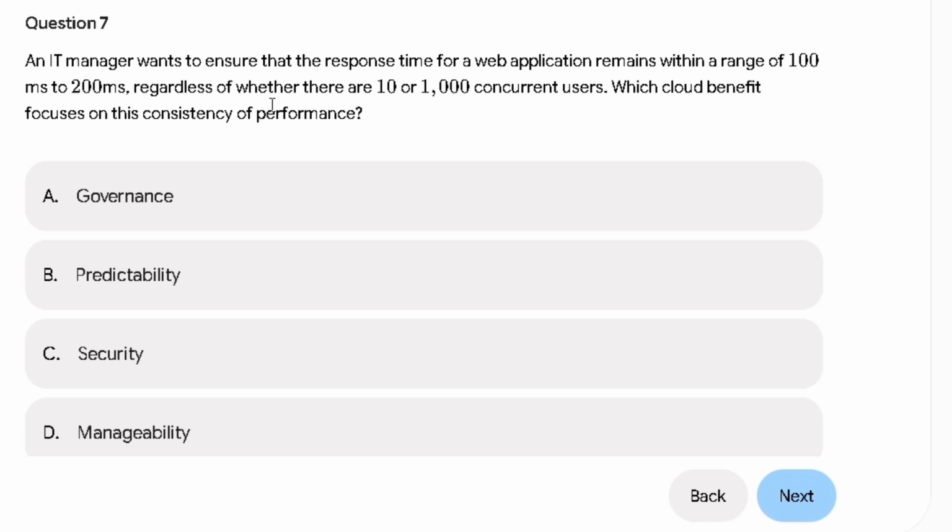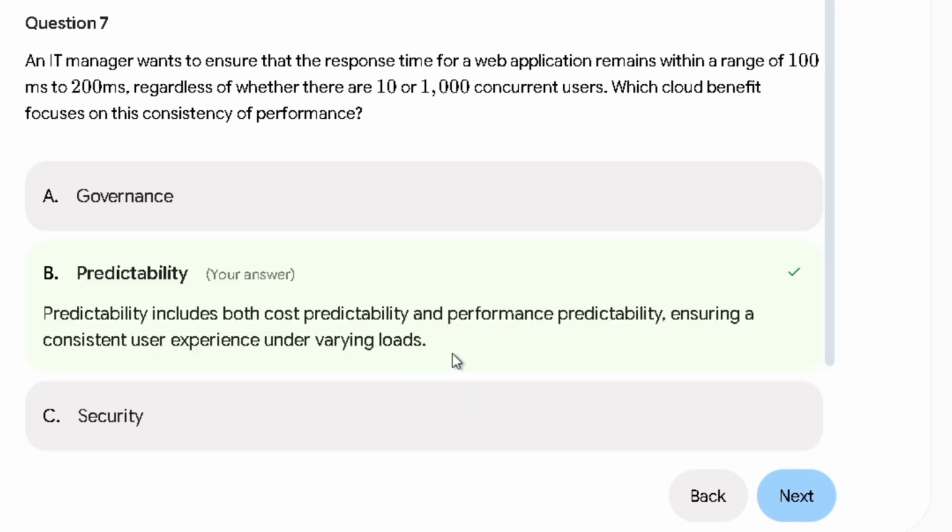We have governance. Governance, like I said, has to do with some sort of security, so we're not talking about security over here. Predictability is how predictable I can be. Security and manageability. Let's read the question because this is a tricky question. An IT manager wants to ensure that the response time for a web application remains within a range of 100 to 200 milliseconds, regardless of the load, okay? So this sounds like some sort of predictability. And predictability includes both cost predictability and performance predictability, ensuring a consistent user experience under varying loads.